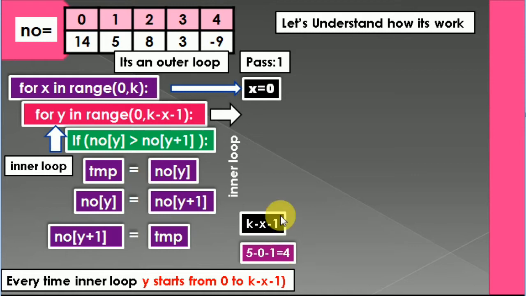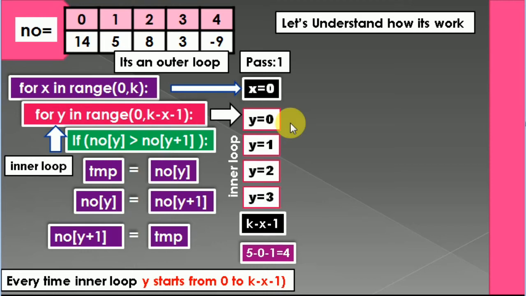Now 4 is going to be placed here. But you should know that in the case of range, if 4 is there, how many times is this loop going to work? 0, 1, 2, 3. It means y is going to be 0 the first time, 1 the second time, 2 the third time, and so on. That means 0, 1, 2, 3. Done. When this is finished, again the value of x is going to be incremented.